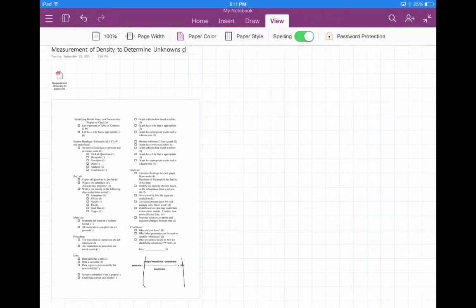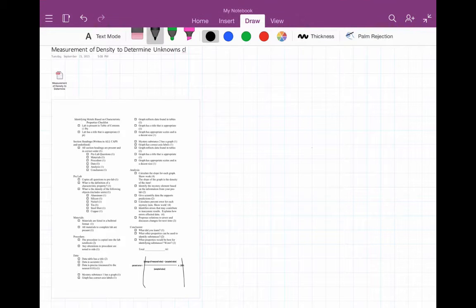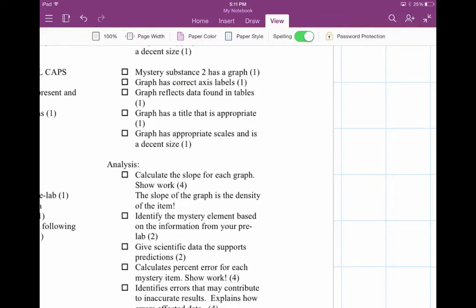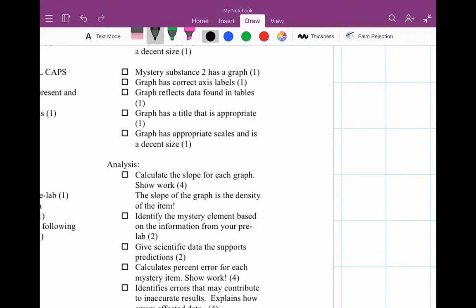Our second tutorial here is how to do the analysis section of this lab report. To do this, the first thing that we need to do is write ANALYSIS in all caps, underlined. The first thing in our analysis that it asks for us to do is to calculate the slope of each graph and show your work. You have already done that on the graph part, so we can just go ahead and check that off.